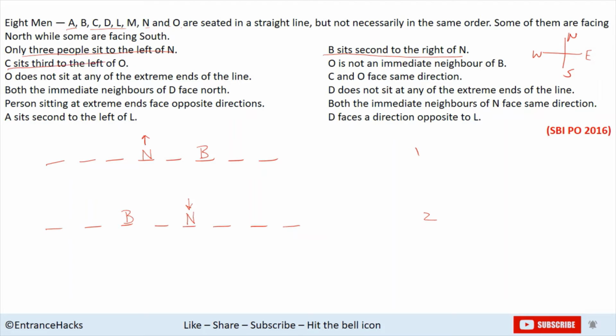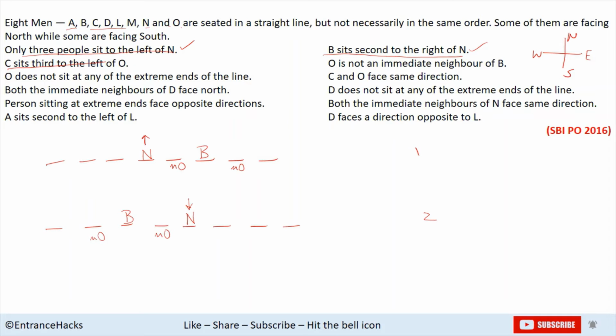C sits third to the left of O. We don't have any position of C and O, so we'll move to the next statement. O is not an immediate neighbor of B. So O could not be here, so we'll write NO, not for O. Similarly here also, O cannot sit.